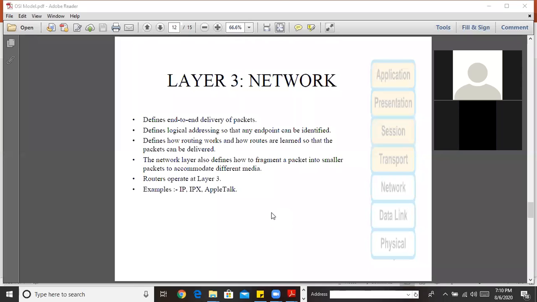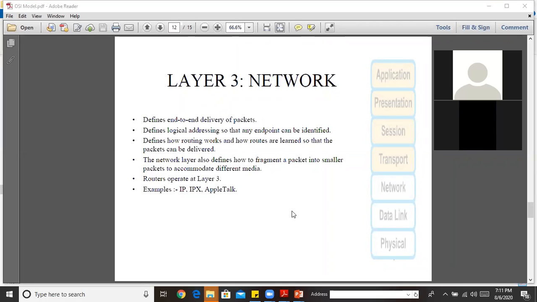Then the network layer also defines how to fragment a packet into smaller packets to accommodate different media. What is to fragment? To fragment is to break down a packet into small chunks. It's called fragmentation. It's on the sender side where a packet will be fragmented. Then the other side will defragment, like assembling. These pieces will be assembled together, and when they are assembled, they become a packet.